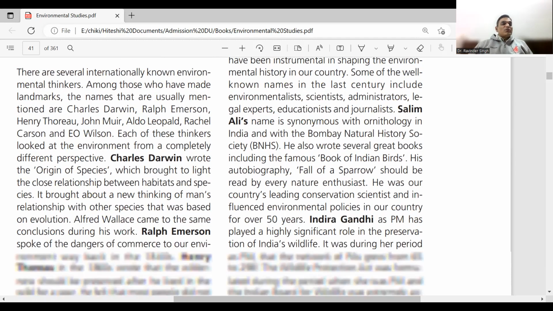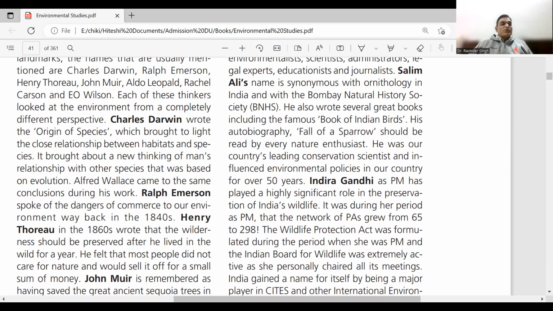Charles Darwin wrote The Origin of Species, which brought to light the close relationship between habitat and species.